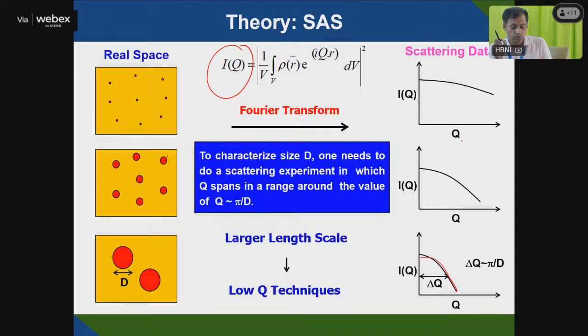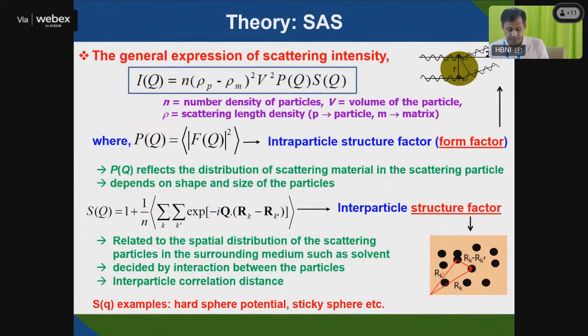You need a scattering experiment in which Q spans a range around the value Q equal to π/d. As you say, Q equal to 2π/d is the equivalent, so Q equal to π/d. In that range you have to find where you can measure. As I told, the larger the length scale, the lower the Q. You can see this is a much larger scale, so your ΔQ is low. In this case, ΔQ is much higher. So the larger the length scale, the lower the Q value.